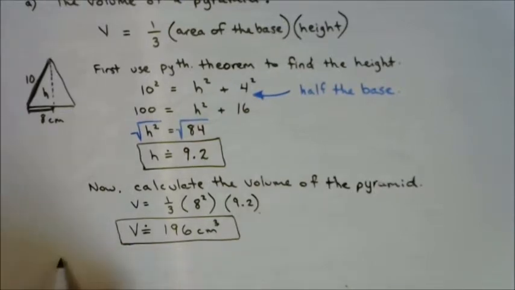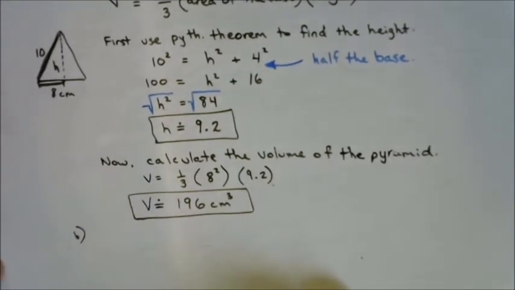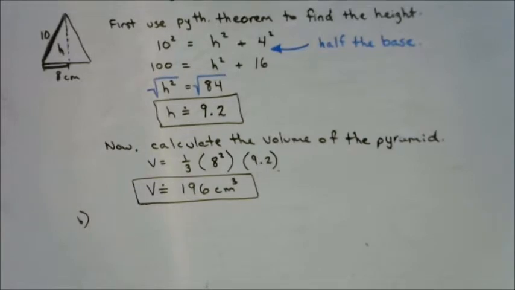Now, we're not done because there's part B. So let's read B again. B says to express this volume, this capacity, in liters. Okay, this is pretty tough. The capacity is the maximum amount that this container will hold.